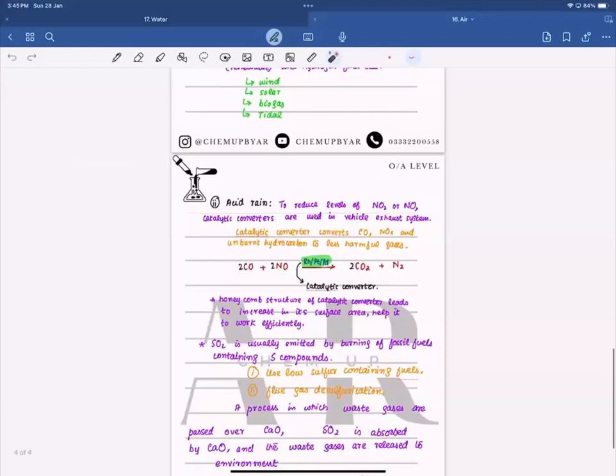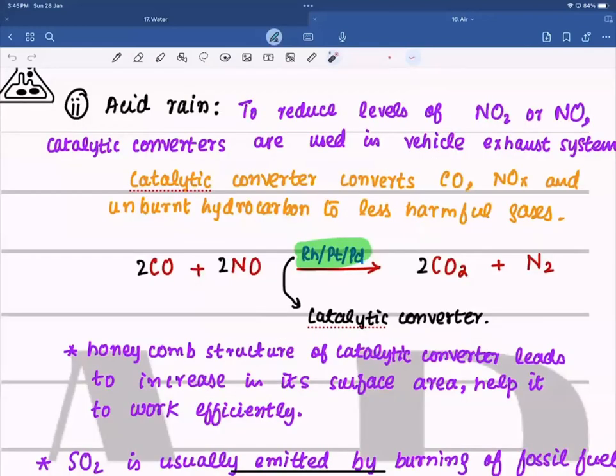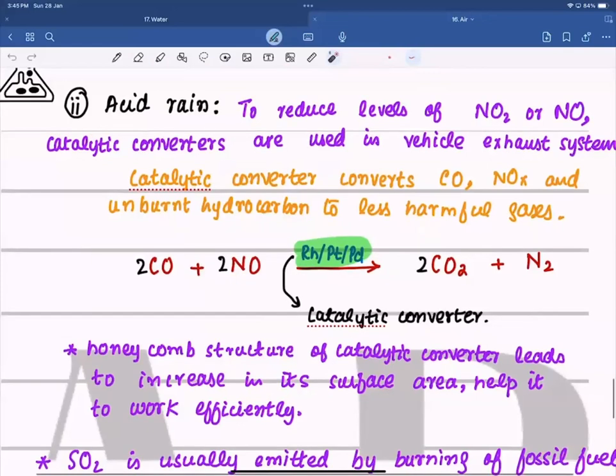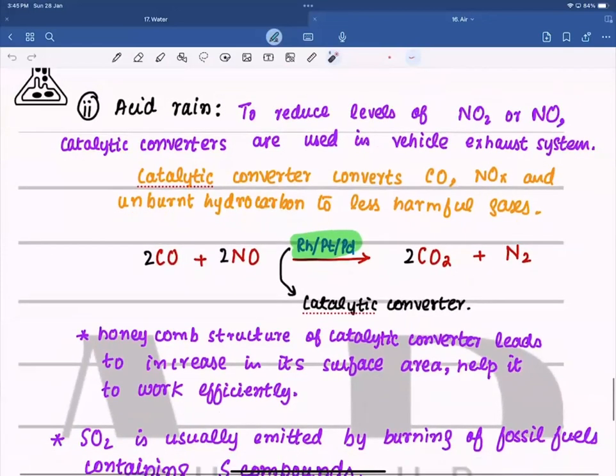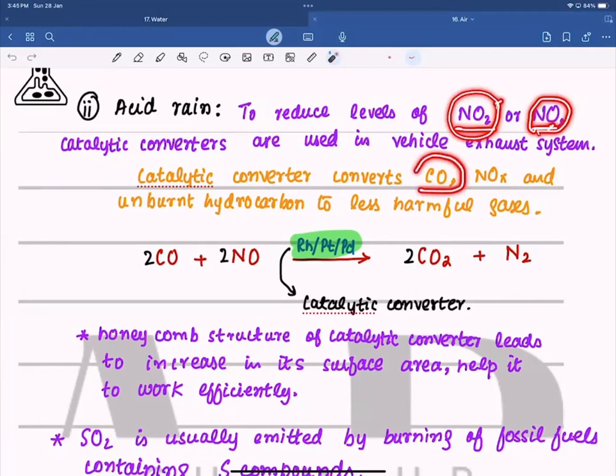What does the catalytic converter do? It is placed in the car exhaust, from where the gases are released from the engine. As we know, in the car engine these gases are formed, which cause acid rain and photochemical smog as well. So after placing the catalytic converter, it does not allow these gases to be released in the atmosphere. Besides this, the catalytic converter also doesn't allow carbon monoxide to be released in the atmosphere. On the surface of the catalytic converter, these gases react and turn into carbon dioxide and nitrogen. And then carbon dioxide and nitrogen are released in the atmosphere. So that is what the catalytic converter does.